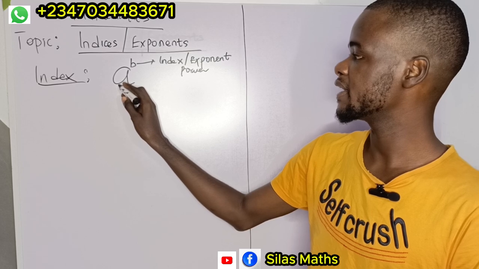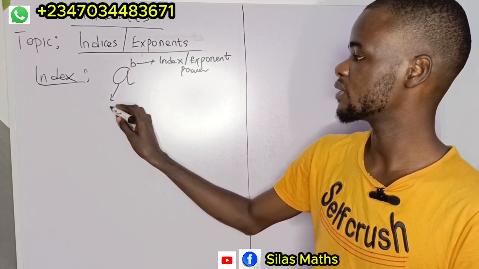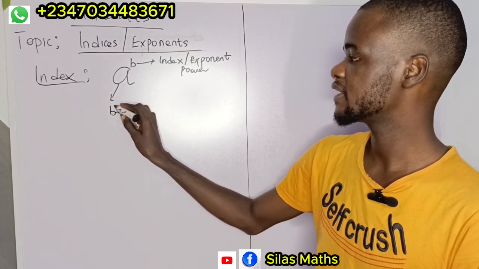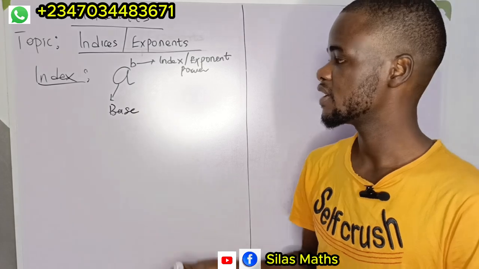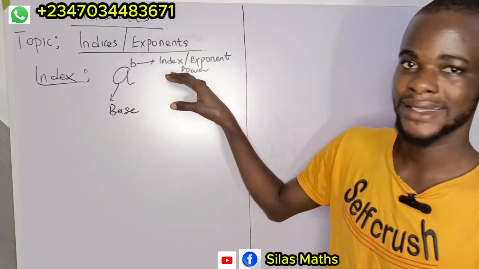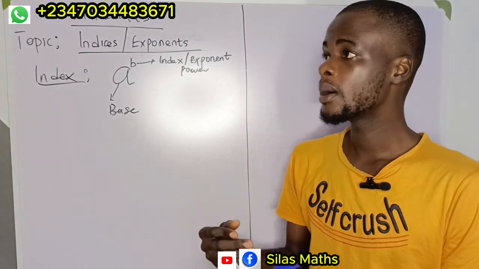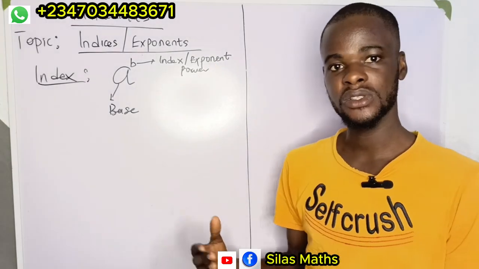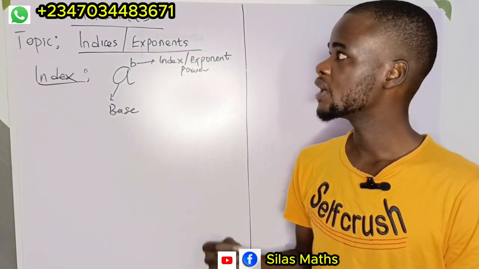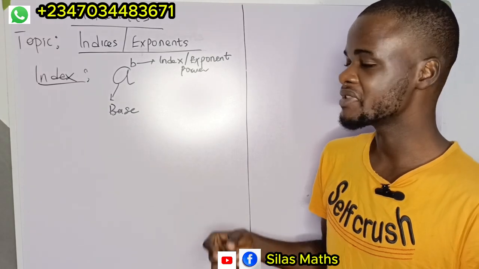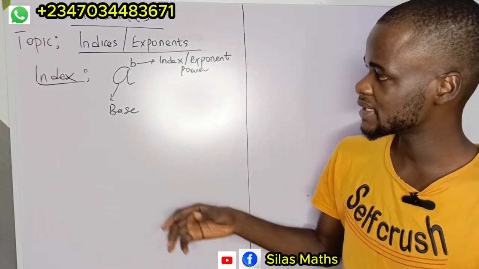While the a, which is here, could actually be called the base, right? The base. So this is what an index or indices means. Okay, expressing numbers in form of powers. Expressing what? Numbers in form of what? Powers, right? Or raising a number to a power.